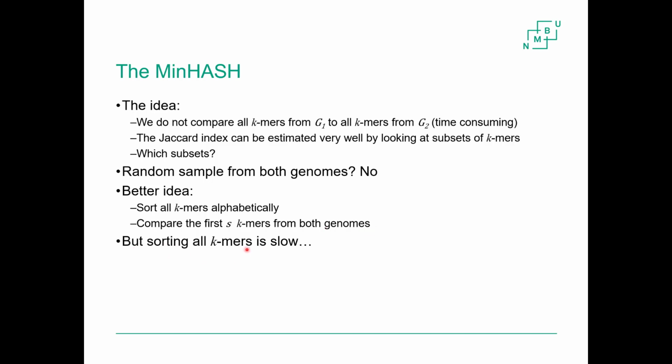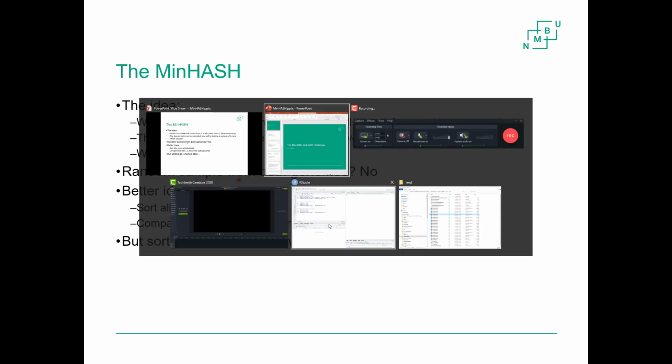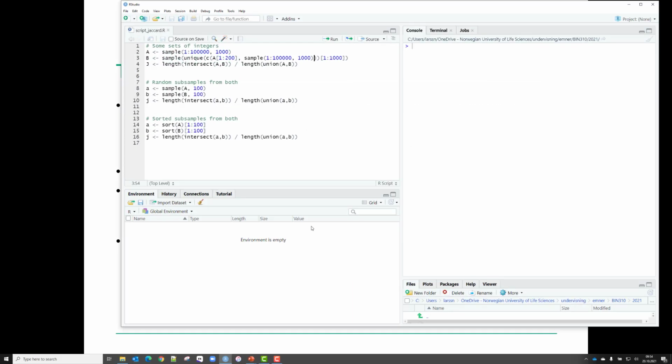The sorting of all the K-mers, however, is sort of slow. So there is still some way to optimize this. But before we actually go to seeing how this min hashing is working, I want to show you an example in R, just the difference between these two ideas here of sampling at random and sorting first. So I prepared a small script here in R.